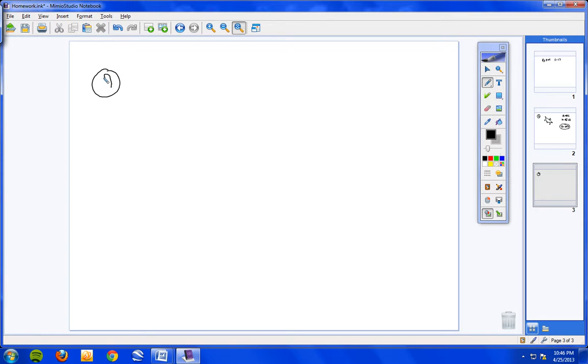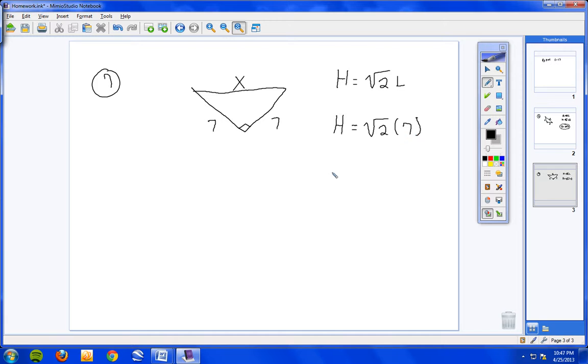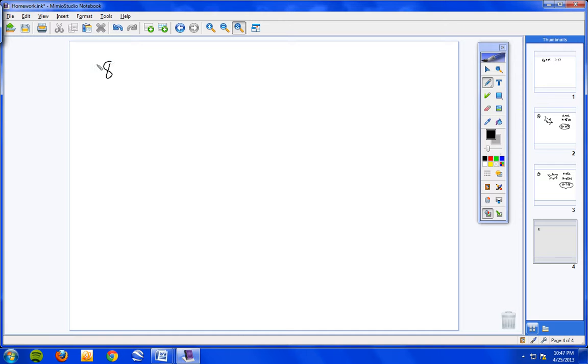All right, number 7. Triangle looks like this. There's your right angle right there. If you'll look in your book, you'll see it. Here's a 7, here's a 7, here's your x. We're going to find the hypotenuse in a 45, 45, 90 triangle. The hypotenuse equals square root of 2 times the L. So the hypotenuse equals square root of 2 times 7, because 7 is your leg. The proper way to write this is put the 7 out front and then square root of 2. These are not difficult, students. If you'll memorize the formulas, they're actually really easy.